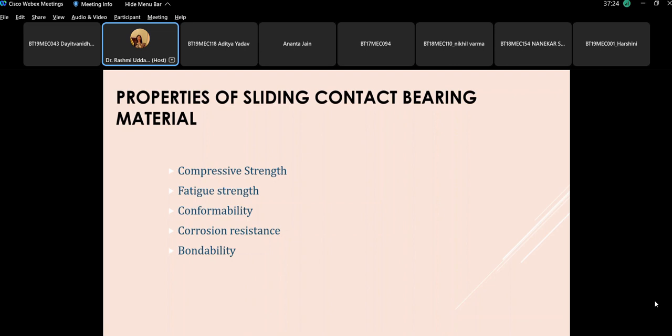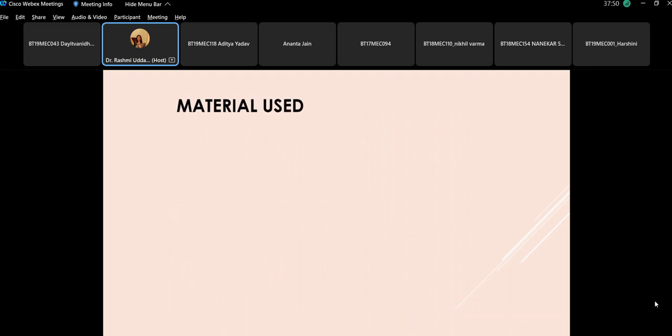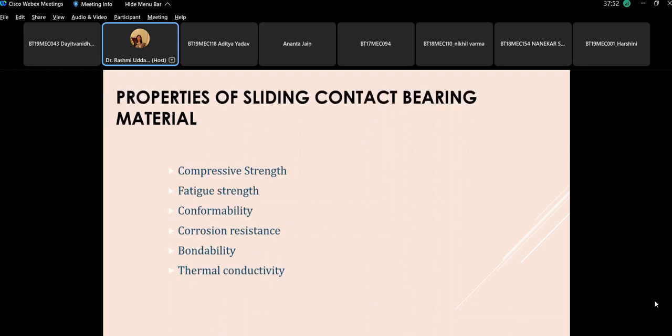So if you are using a special material, it should possess the ability to bond with the parent material or the other material of the bearing. That is bondability. And from heat dissipation point of view, it should possess thermal conductivity, so it should help in dissipation of heat. So among various properties, these are some of the most important properties.